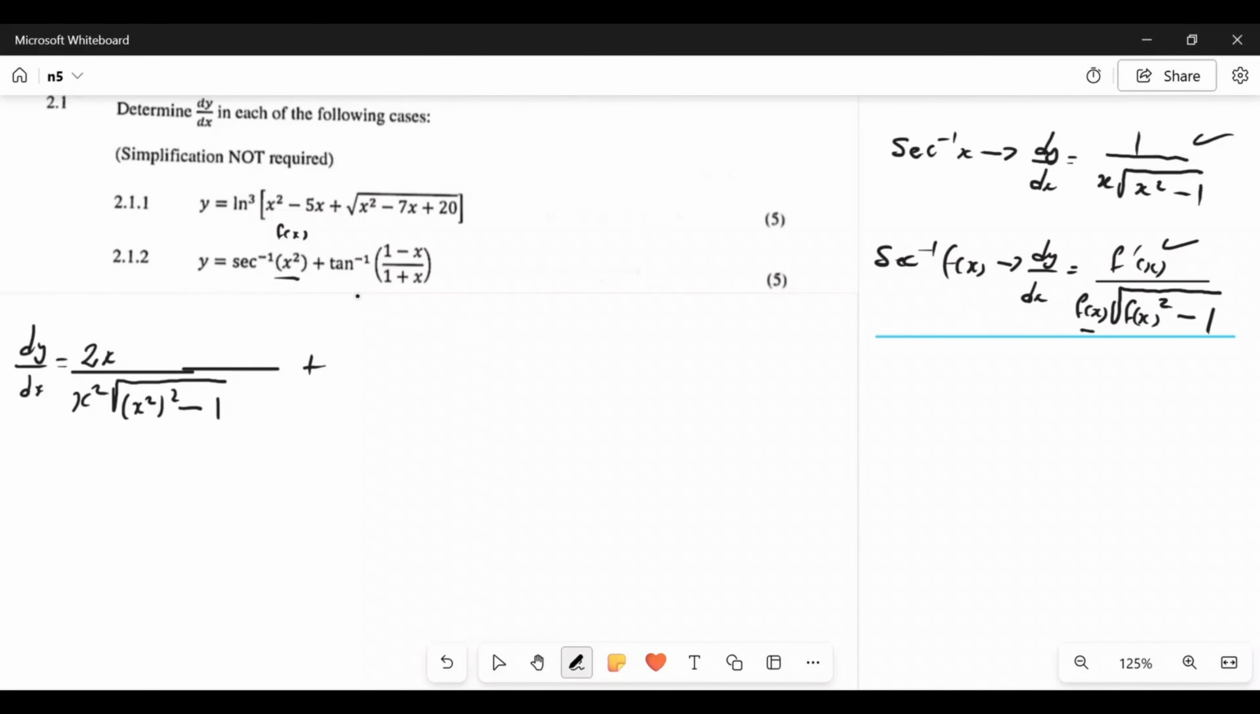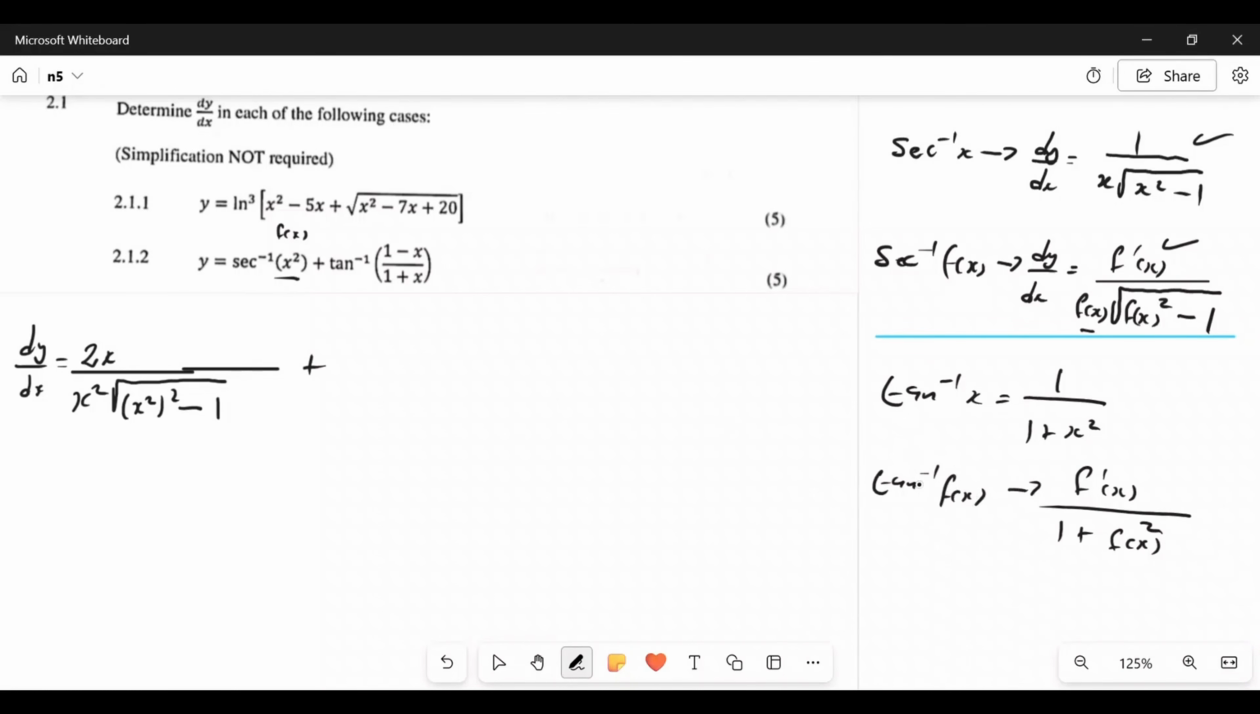Plus. Now let's look at the derivative of arctan. The derivative of arctan, if you go to the formula sheet, is as follows. It's 1 over 1 plus x squared. Or we can write it in this manner: arctan, and instead of writing x, we can write f of x there. And then when we derive this, dy over dx, it's going to be divided by 1 plus f of x squared. So this is how you're going to do this one for arctan.